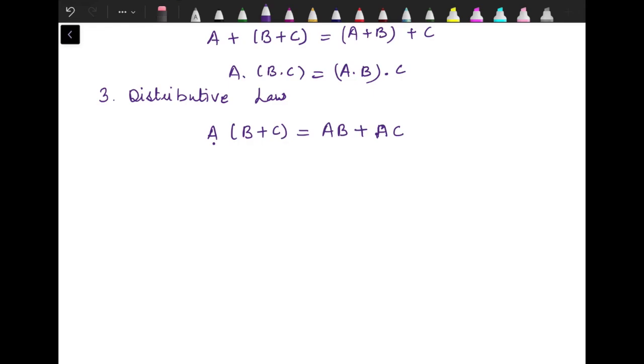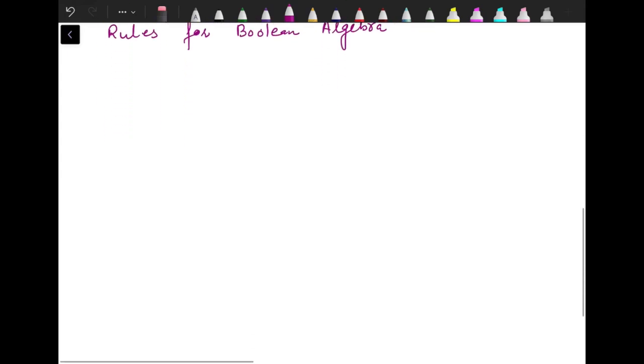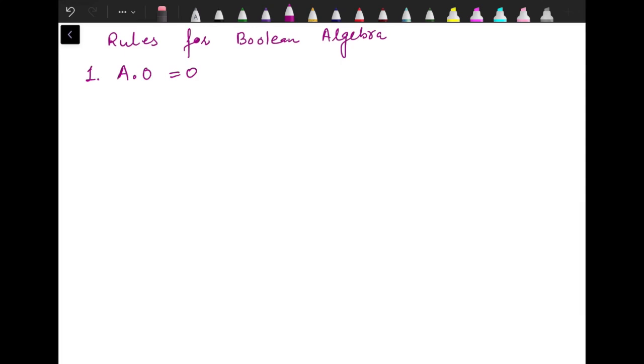Then there are certain rules also. Now, what are the rules for Boolean algebra? The first rule is A and 0 is always 0. Now, here A can be 0 or it can be 1, because 1 and 0 is always 0, 0 and 0 is always 0.